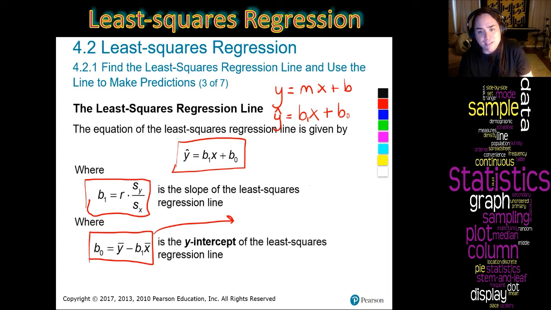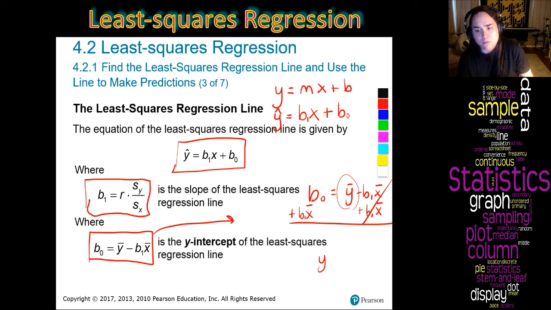Notice that if I take that equation for b sub 0, and if I add b sub 1 times x bar to both sides, those cancel out, and then I get y bar equals this, which is b sub 1 times x bar plus b sub 0.